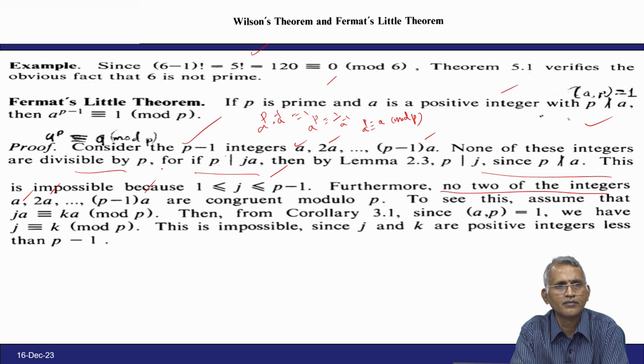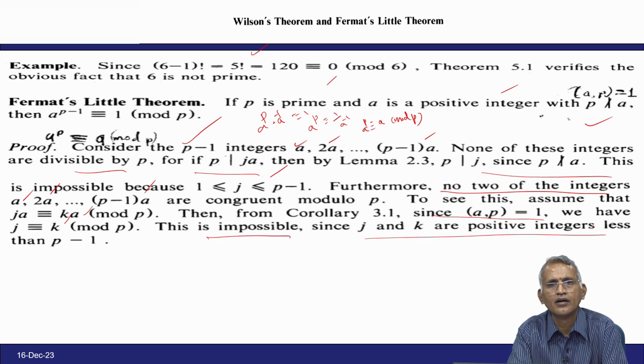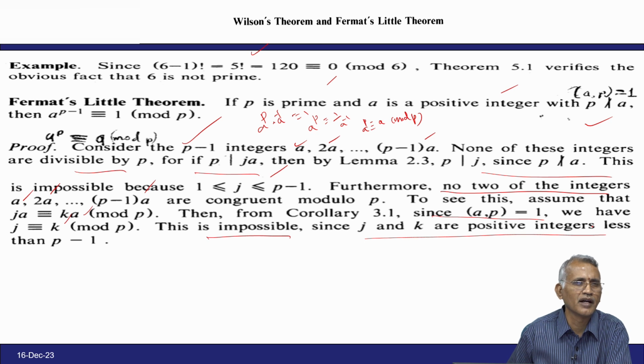To see that, assume ja is congruent to ka modulo p. Therefore, according to corollary C, since the GCD is 1, we have j congruent to k modulo p. So, this is not possible. Therefore, j and k are positive integers which are less than p minus 1.